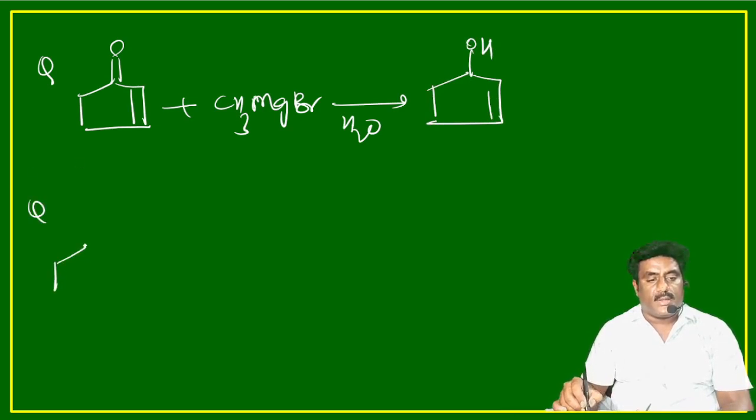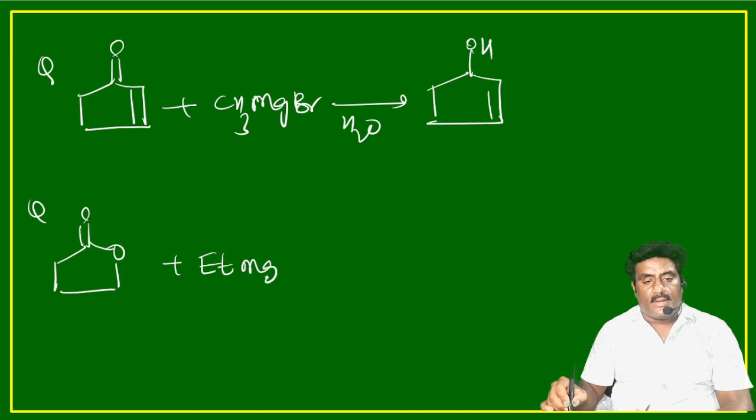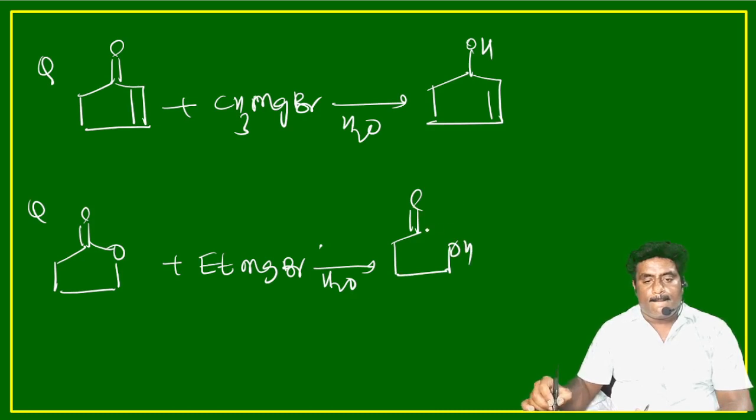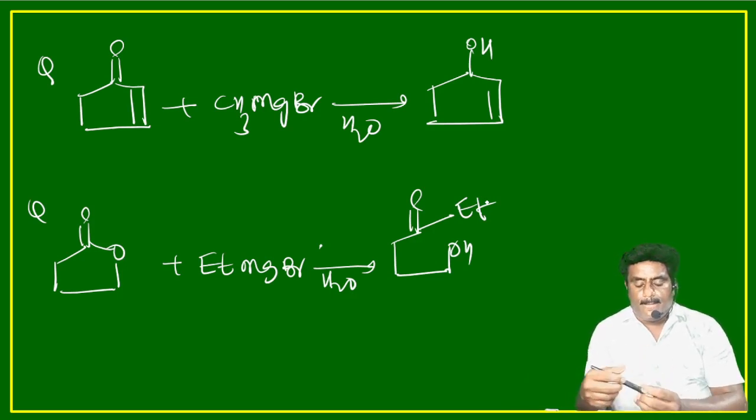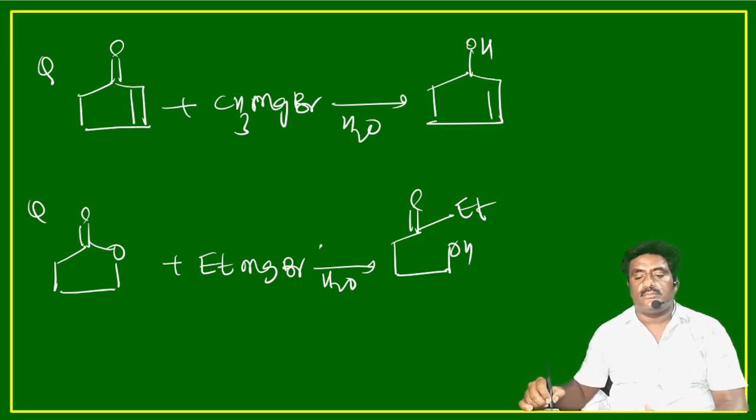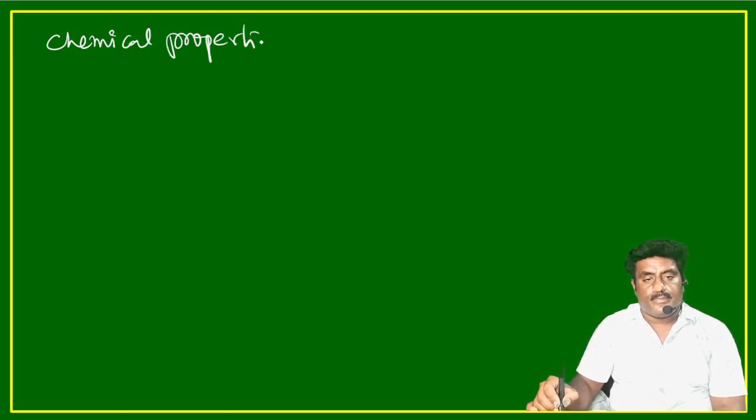Again, one more example. In the presence of ethyl magnesium bromide and H2O, what is the product? Yes, that is the product. I will look at chemical properties. The first one is acidic nature.